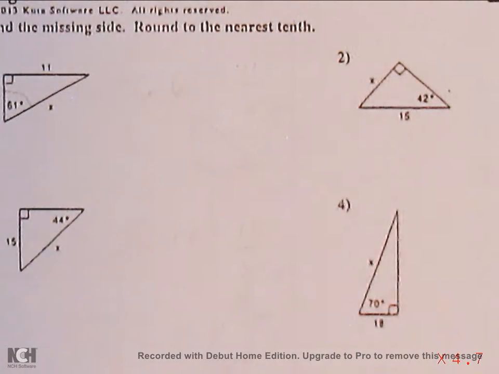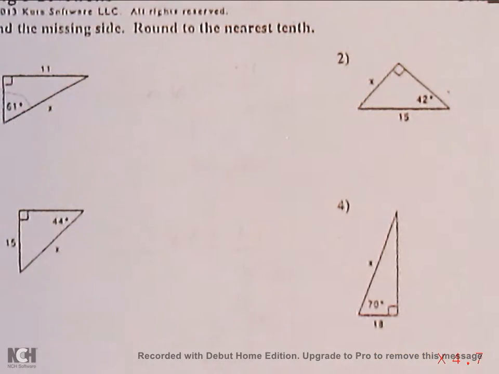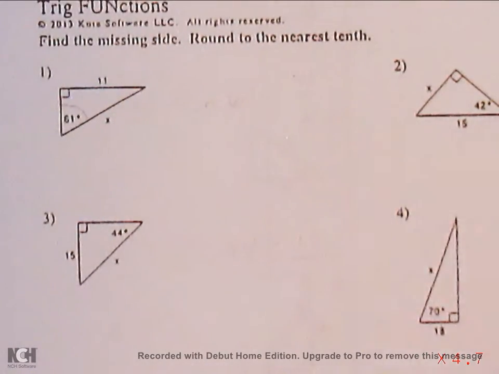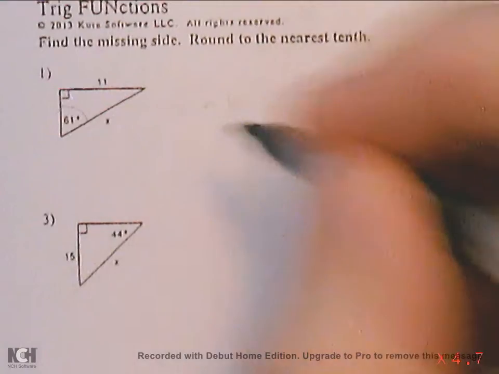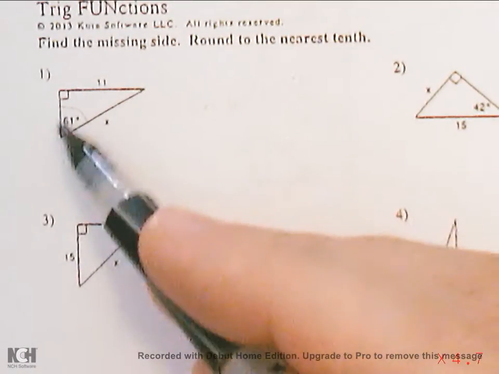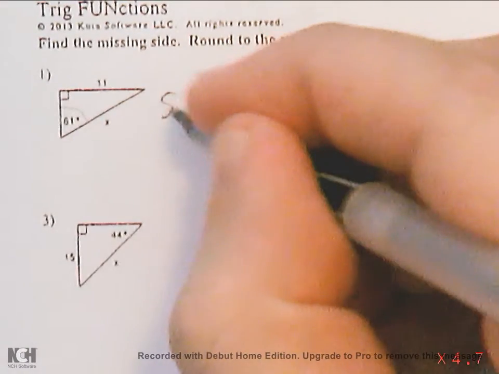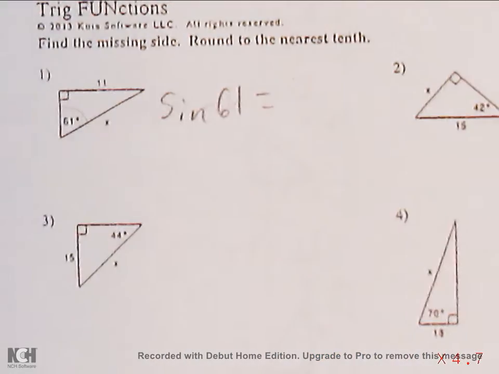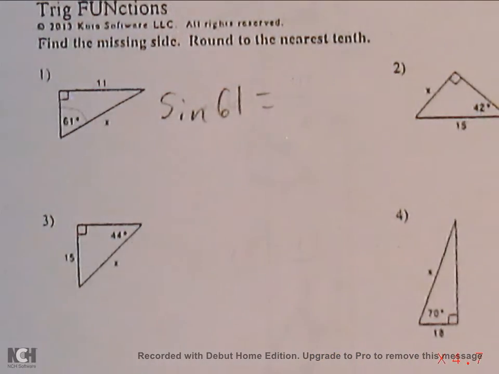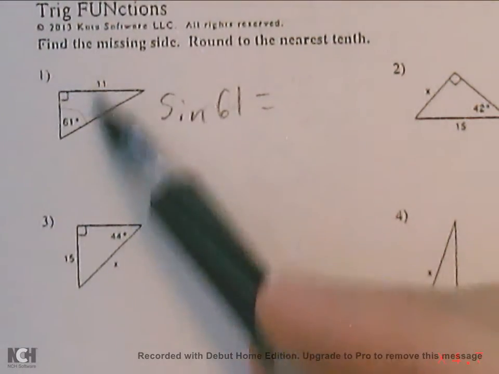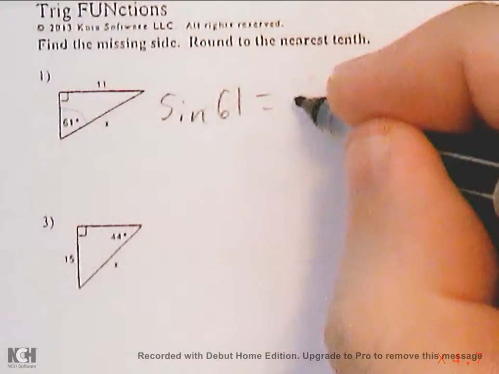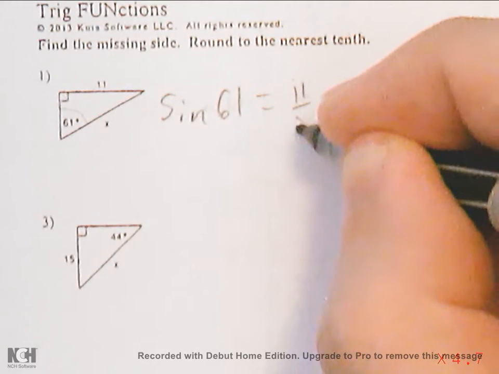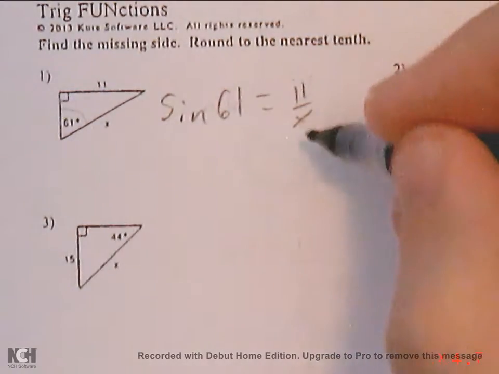So I'm going to be using sine on this one to figure out my missing piece. This time I'm not using a generic angle like we did last time. We're actually going to use the full trig function here. To set this up, it's going to be sine of 61 is equal to the ratio of the opposite side over the hypotenuse. So 11 over x.